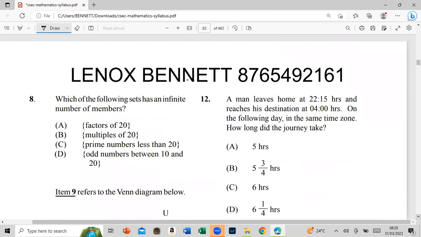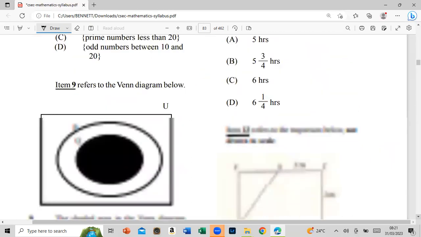Let's go. Which of the following sets has an infinite number of members? Factors of 20, no, that's limited. Multiples of 20, yeah, there's no ending. Infinite number of something, so commit that.